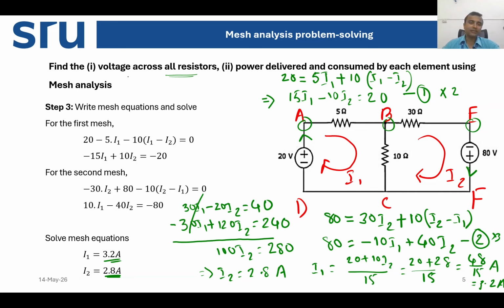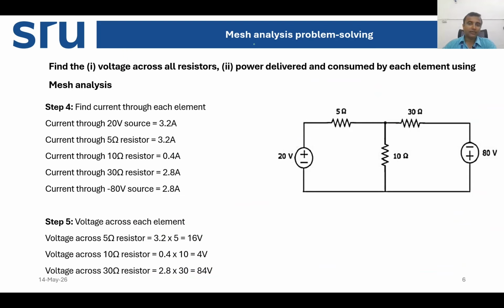If you are simply given to find the voltage across all resistors, and the power delivered and consumed by each element, using mesh analysis, I think this is the way to do it. If nothing is mentioned, you can still use mesh analysis. Now we have our two currents: I1 is given by 3.2 ampere, and I2 is given by 2.8 ampere.